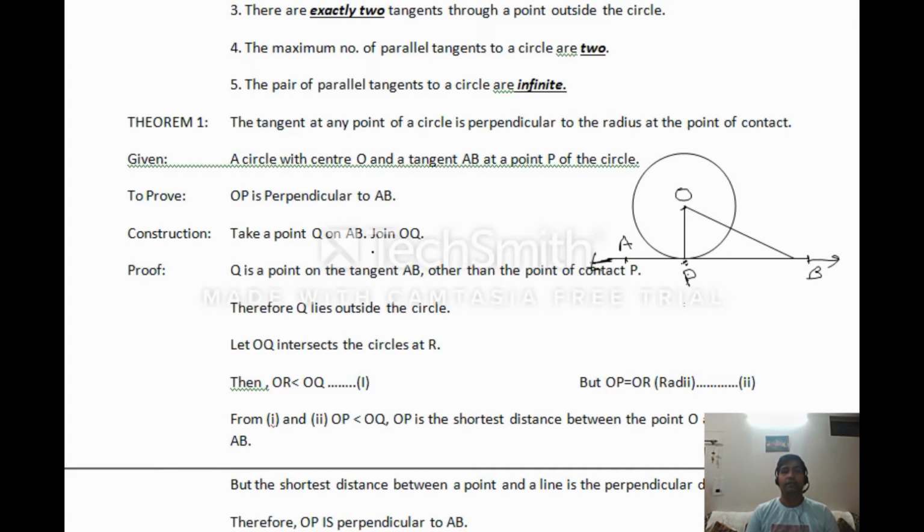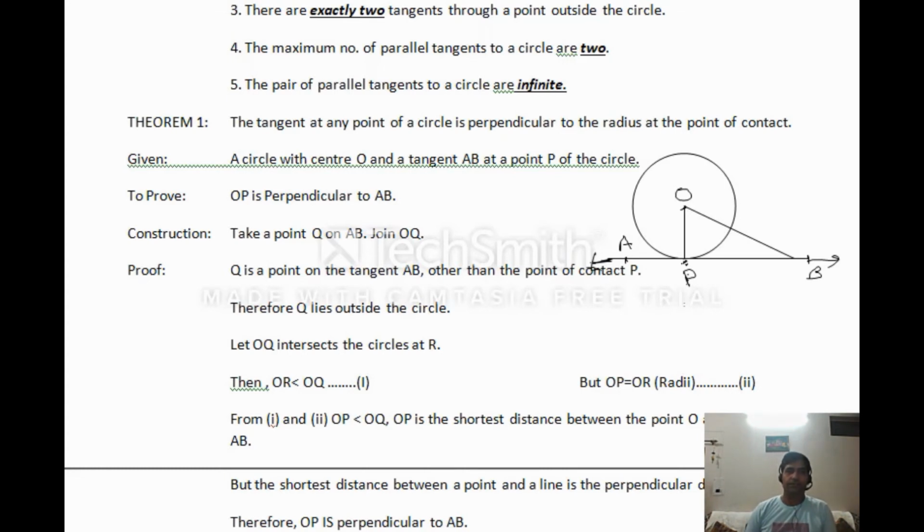Now you know there are 5 steps of a theorem. The first one is the statement which is given in the question. Second is given. Given means you have to write according to your figure. Don't write philosophical things here. Write according to your figure. What is given? A circle with center O and a tangent.